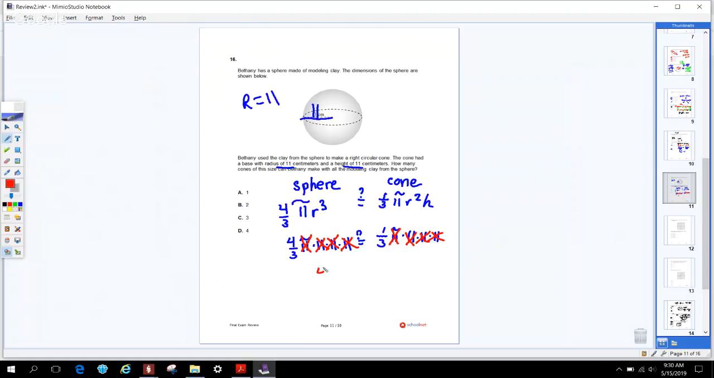So now we're left with one side has 4/3, the other side has 1/3. So how do we get from 1/3 to 4/3? We multiply by 4. So that's our answer.